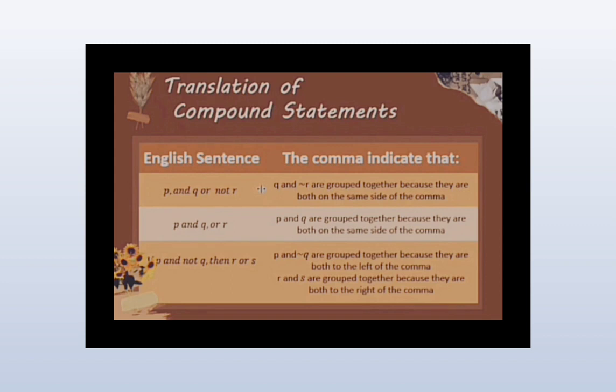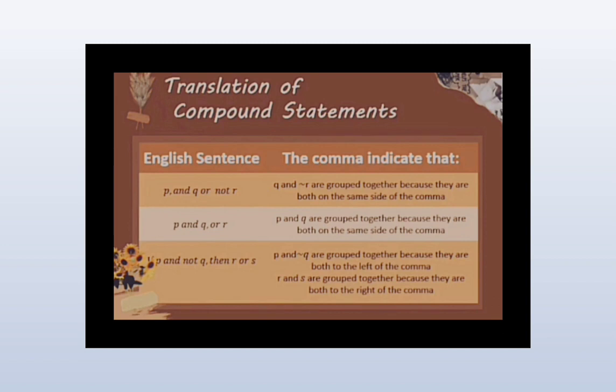For the second example, we have here P and Q, comma, or R. Therefore, P and Q are grouped together because they are both on the same side of the comma. For the last one, we have here if P and not Q, then R or S. Therefore, P and not Q are grouped together because they are both on the left side of the comma. R and S are grouped together because they are both on the right side of the comma.